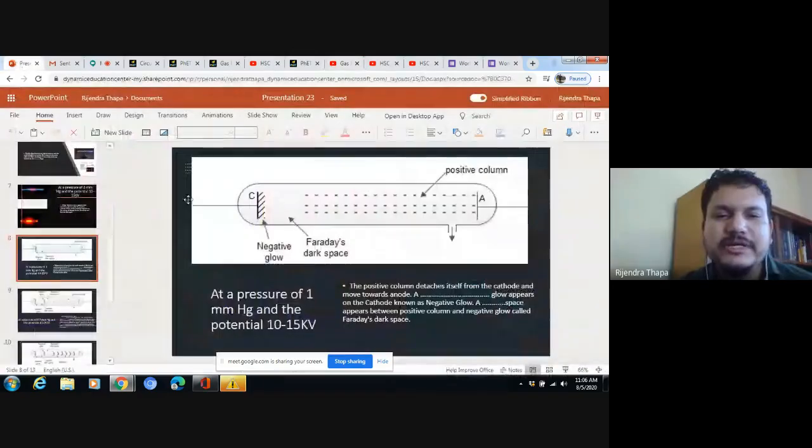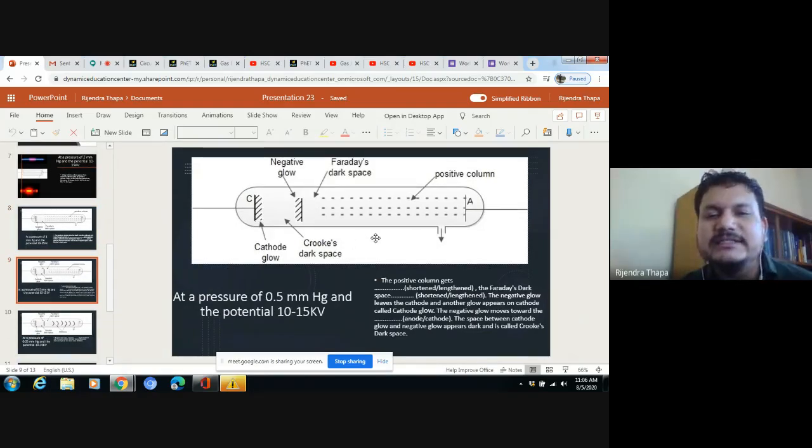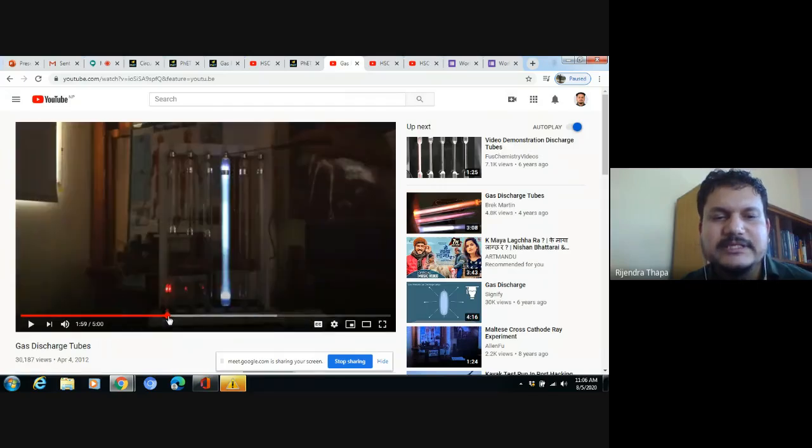Now again, from here we are evacuating the gas molecules with the help of the vacuum pump. On evacuating the gas molecules, the pressure is reduced from 1 mm of Hg to 0.5 mm of Hg. When it is reduced to 0.5 mm of Hg, this is the phenomenon that we'll be observing.